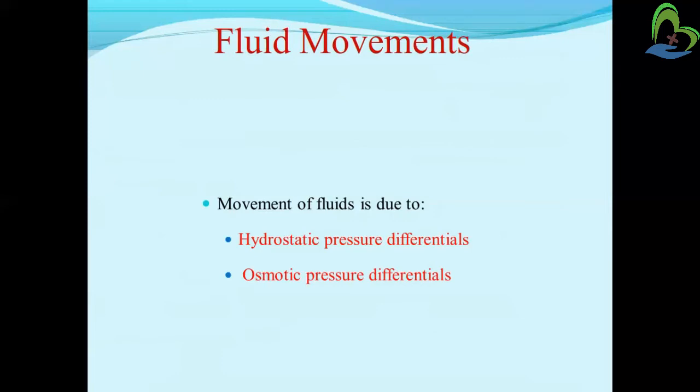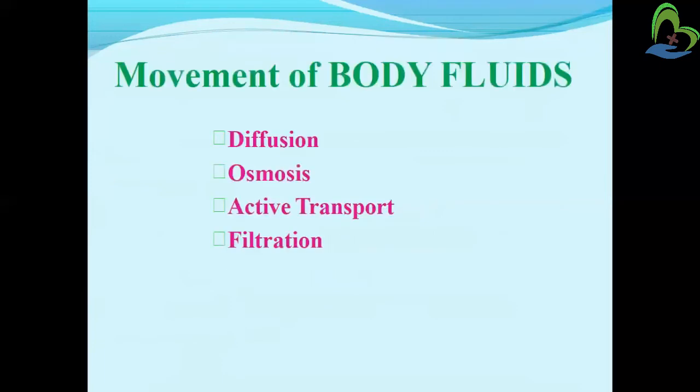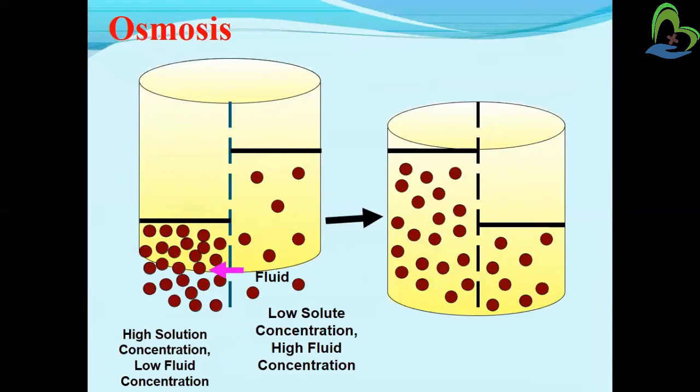So here, two pressures are required for the movement of fluid: hydrostatic pressure and osmotic pressure. Both are very important for fluid movements. Now, the types of movement of body fluid are divided into four: diffusion, osmosis, active transport, and filtration. These four movements are required for the body fluid.